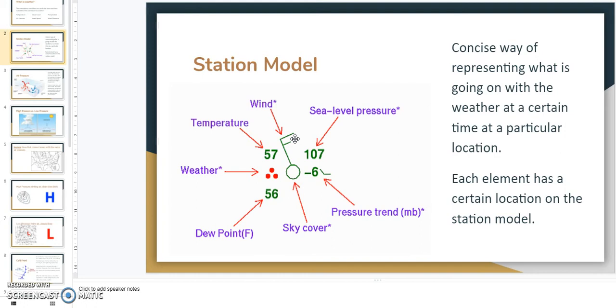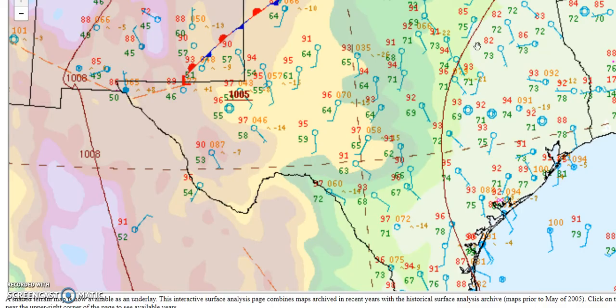For our purposes, since we're not going to be meteorologists after this is finished, we're just going to fudge a little bit and call it miles per hour. A full flag represents 10, and a half flag represents 5. Okay? So let's go back to this surface analysis.